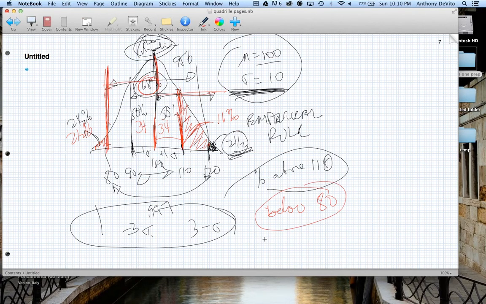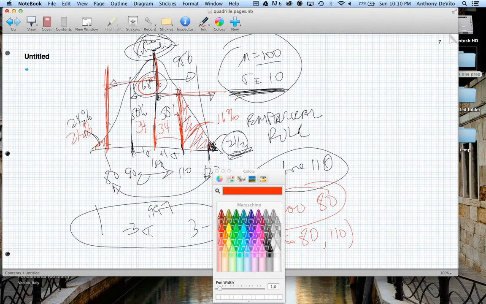Now if I asked you what percentage of the population was between 80 and 110, what would that be? This area between 80 and 110, I'm going to change color again. Let's change it to this light blue. That would be this area in here, and we know that that area is 34%, because it's half of that 68.